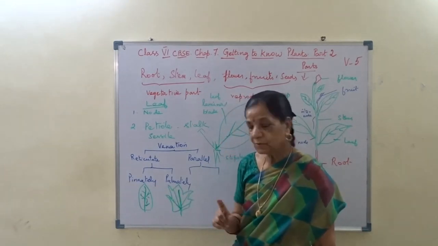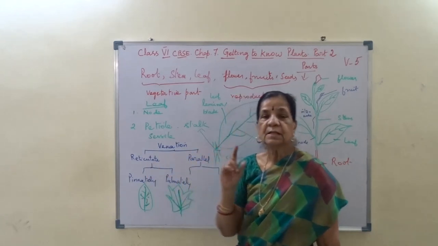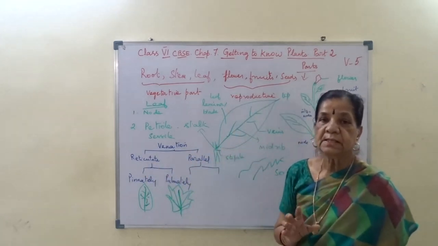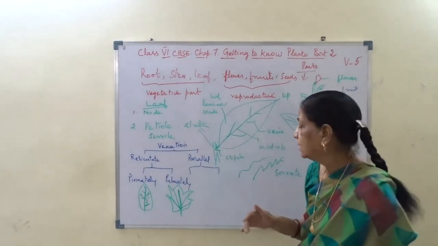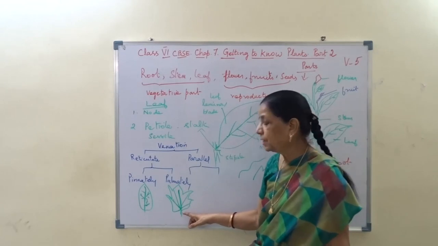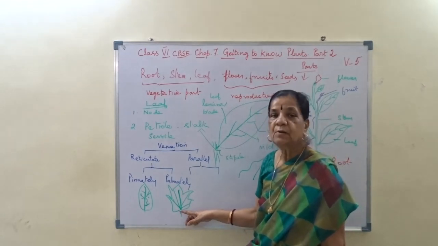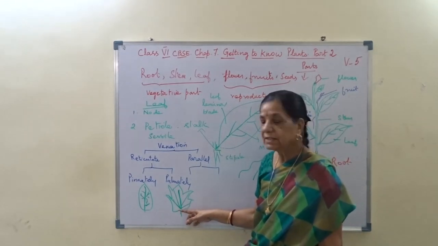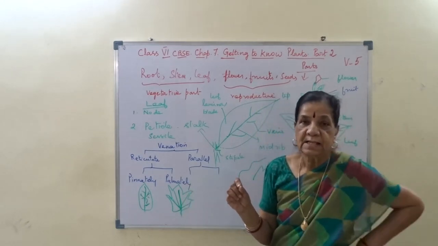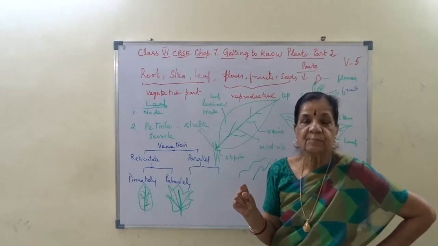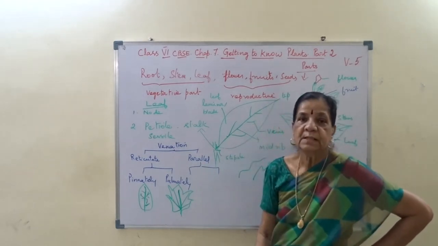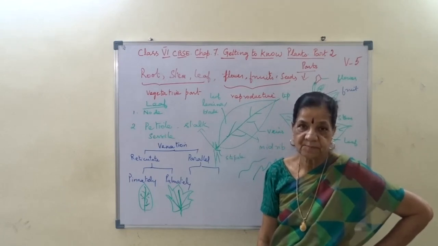There will be one midrib, and from it many lateral veins arise. That is pinnately reticulate venation. Whereas in palmately reticulate venation, from one point there are 5 to 6 or 7 radiating veins arising. Lateral veins arise like a palm, so it is called palmately reticulate venation.